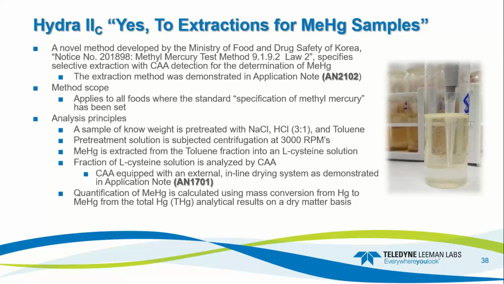Methyl mercury, so there's a novel method produced or written by Korea. It is law 9.1.9.2, law 2, and it's extraction for methyl mercury out of any food sample where the concentration has been set. And the principles of the application are a weight is pretreated with sodium chloride and hydrochloric acid and toluene, and then we centrifuge it, and then we take the toluene and we extract the mercury from that fraction into L-cysteine, and then that's the fraction we load into the system. So you push the pipette through the toluene layer and extract 100 microliters of the L-cysteine sample, and you load that onto the boat, and then you run it.